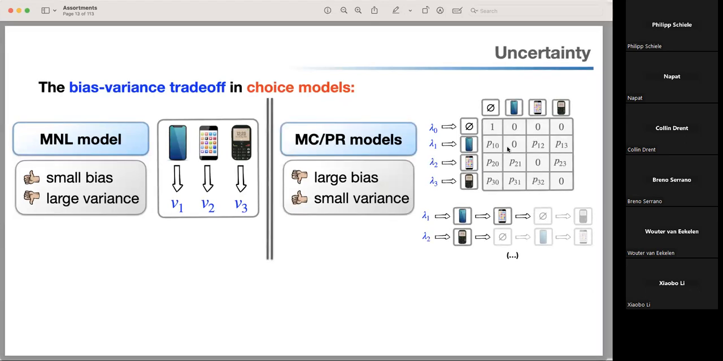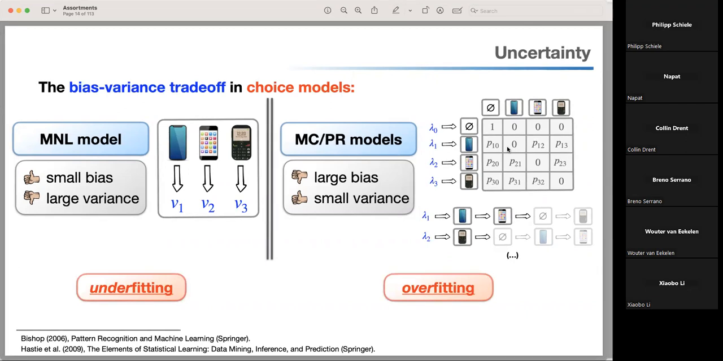On the other hand, we can use more complex choice models, such as the Markov chain or the preference ranking choice models. I will explain them later on. Those are choice models that are characterized by a large number of parameters. So they are much more difficult to estimate in practice, but due to their complexity, they're able to capture more realistic customer behavior. In machine learning, we would say those models suffer from variance because they're hard to estimate. Alternative notions here are underfitting for the simple choice models and overfitting for these more complicated choice models.